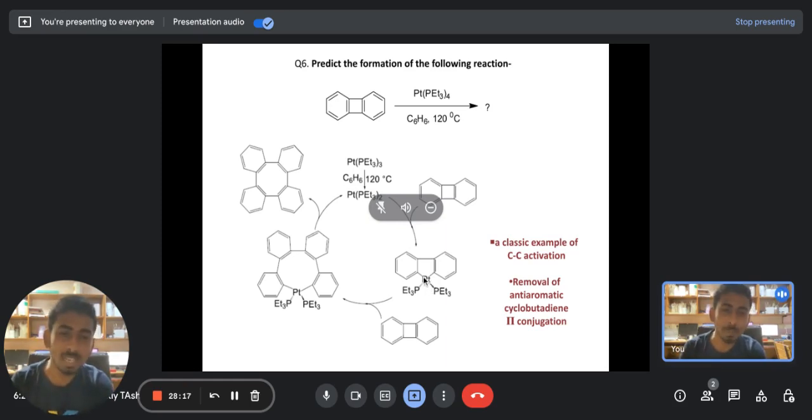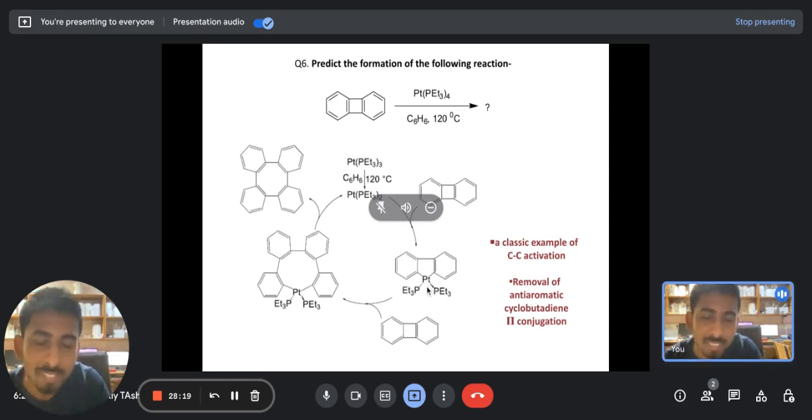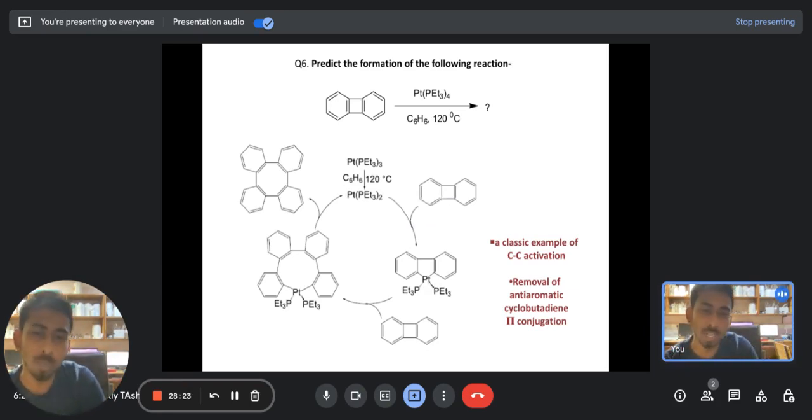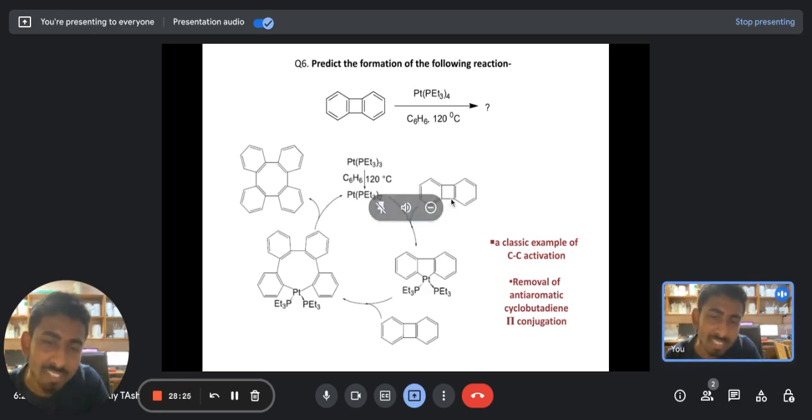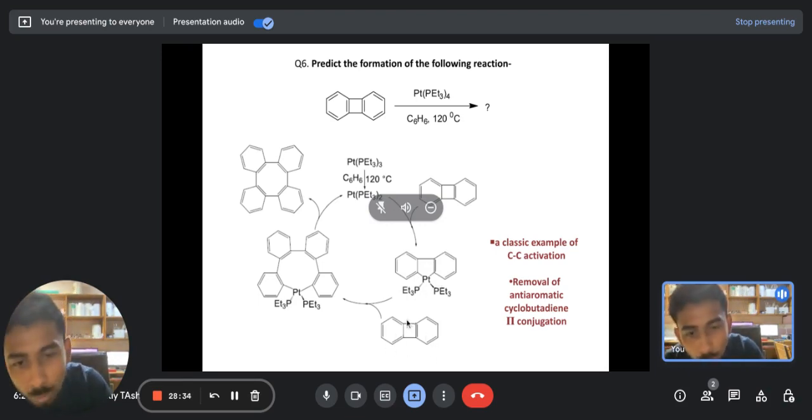So the metal gets inserted between these CC bonds, and we are having this platinum plus 2 system. This is also an 8 electron system. You can see this CC bond gets activated and platinum gets inserted between these 2 carbon atoms, and now we are getting this.